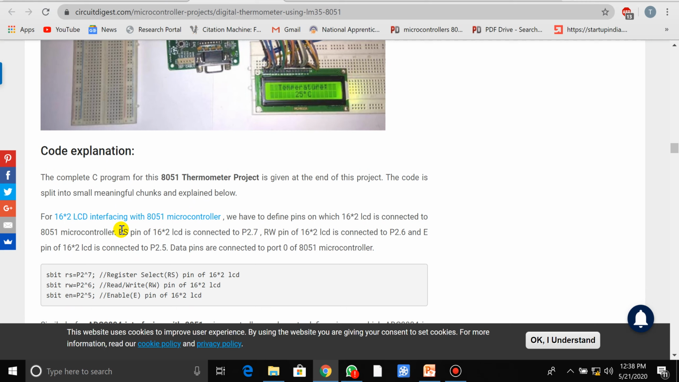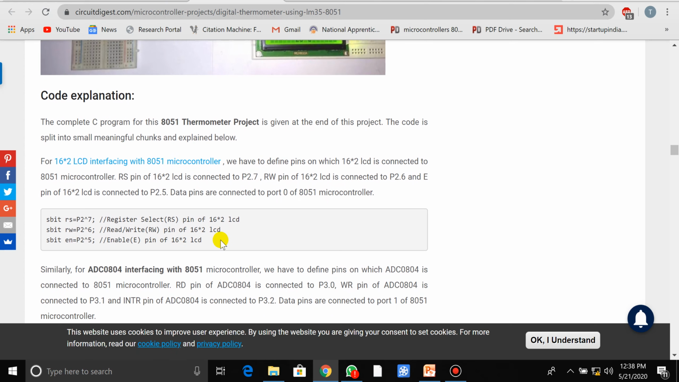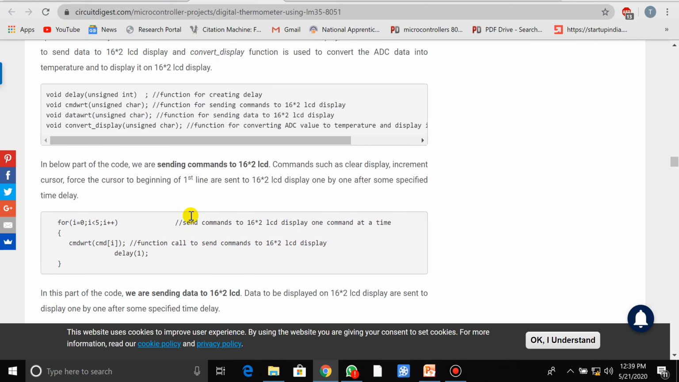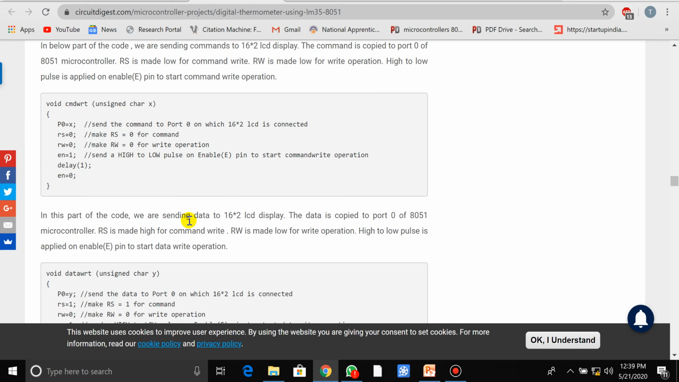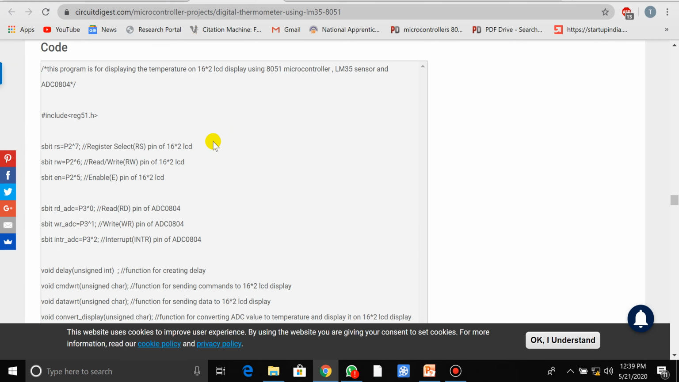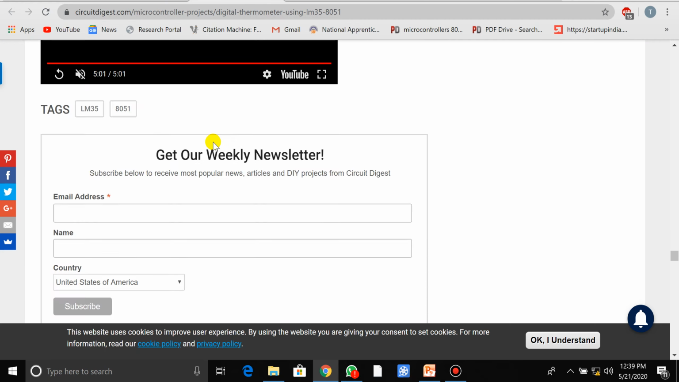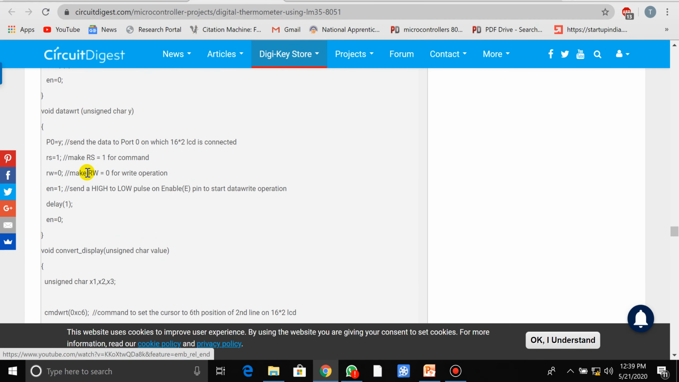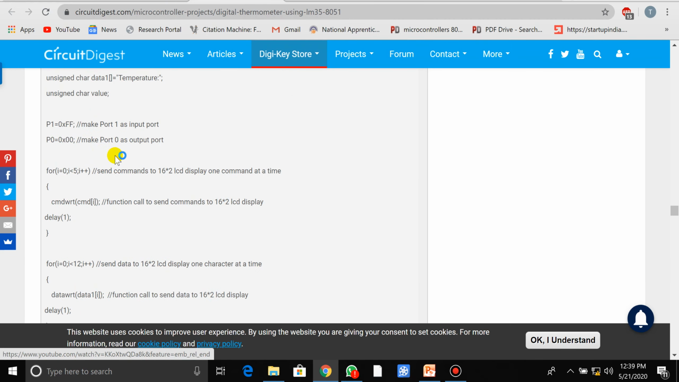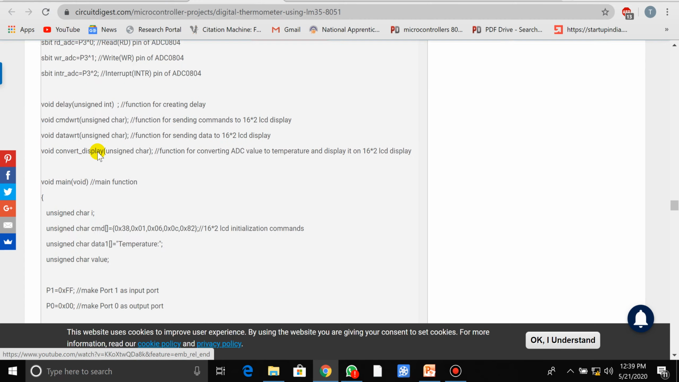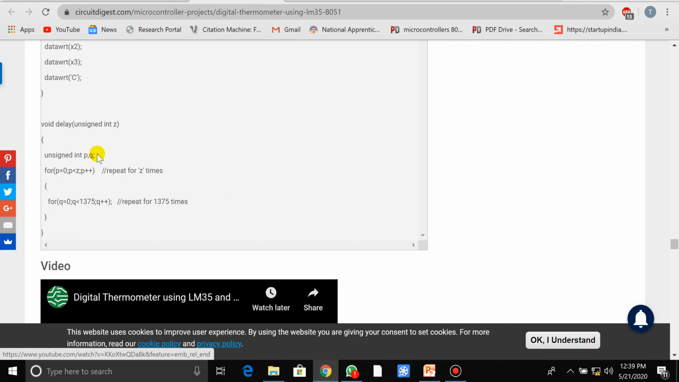Regarding the code, the same code we are using in the lab you can use. I explained it in the lab, so you can refer to it for coding purposes, that is interfacing of the temperature sensor with the microcontroller. Here we are using C language. In our lab we used assembly language.